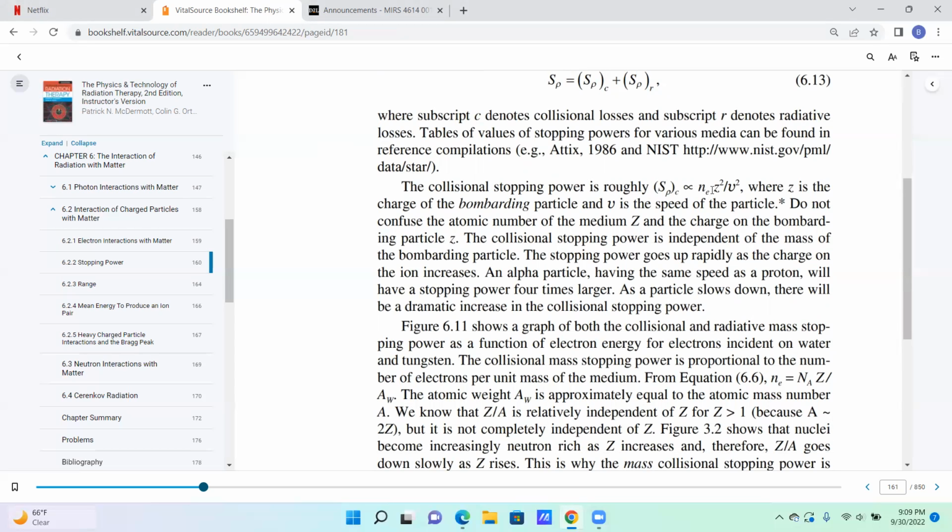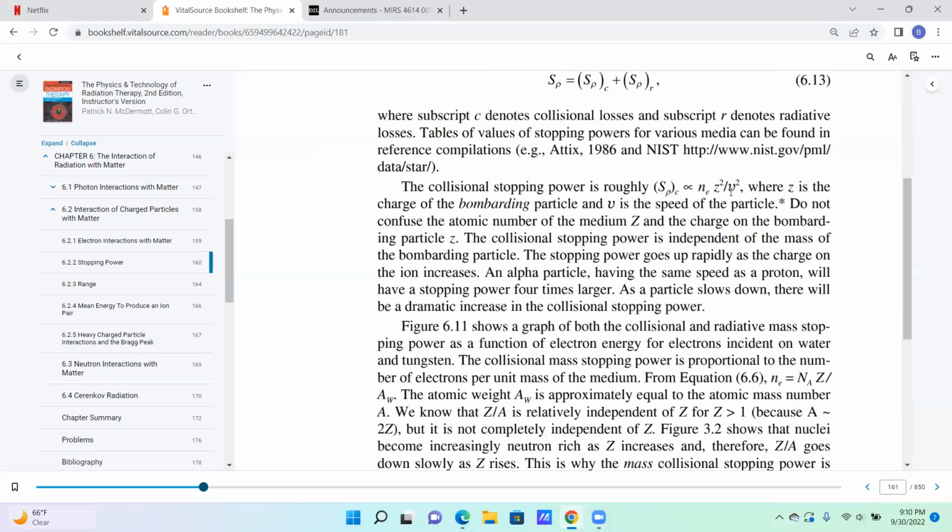Collisional stopping power is roughly proportional to n sub e times z squared divided by v squared. z is going to be the charge of the bombarding particle. Now, in many cases, you don't want to confuse the atomic number of the medium and the charge of the bombarding particle, so the z is written a little bit differently there. You're not looking at the medium it's going into, you're looking at the actual charge of the particle that is doing the colliding. And the collisional stopping power is independent of the mass of the bombarding particle, because you don't see mass written in here anywhere.